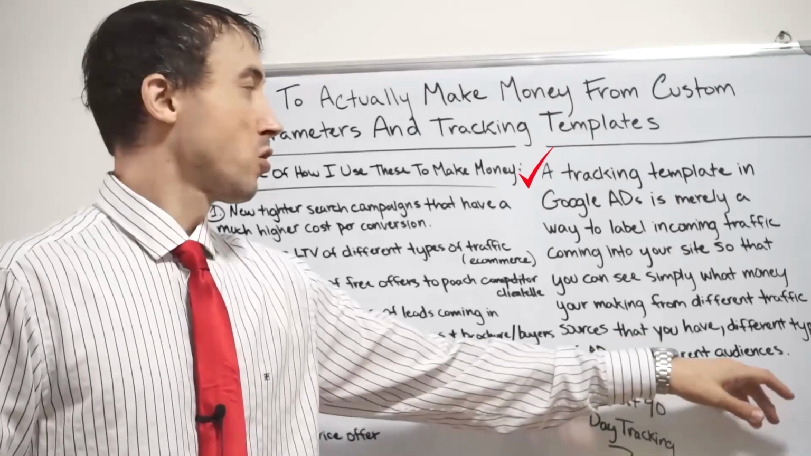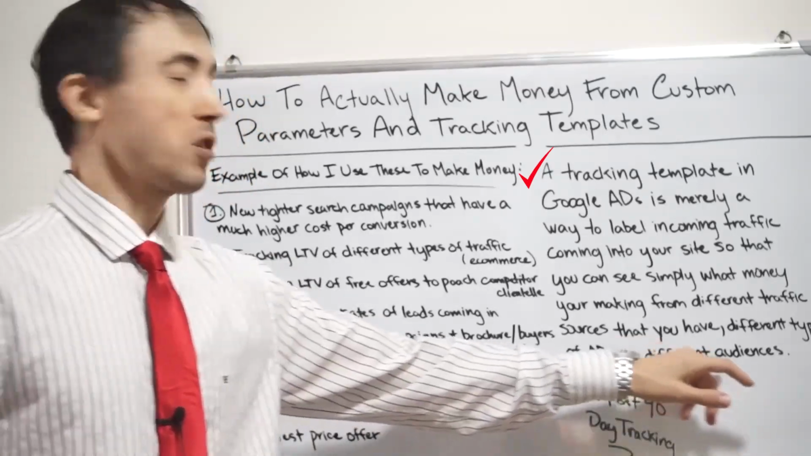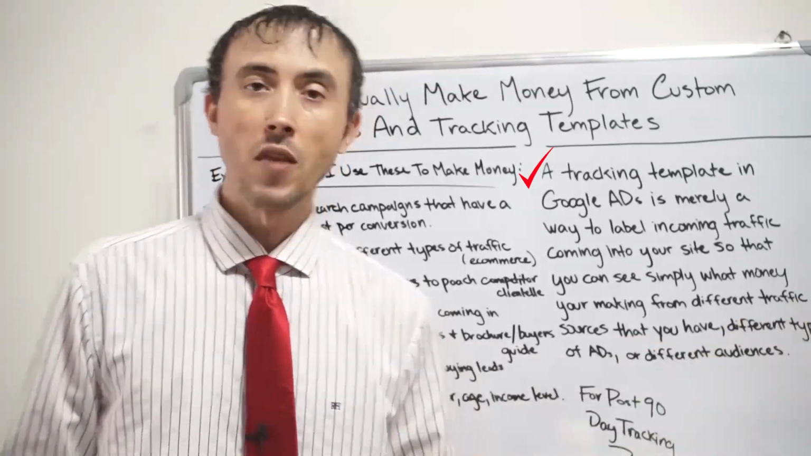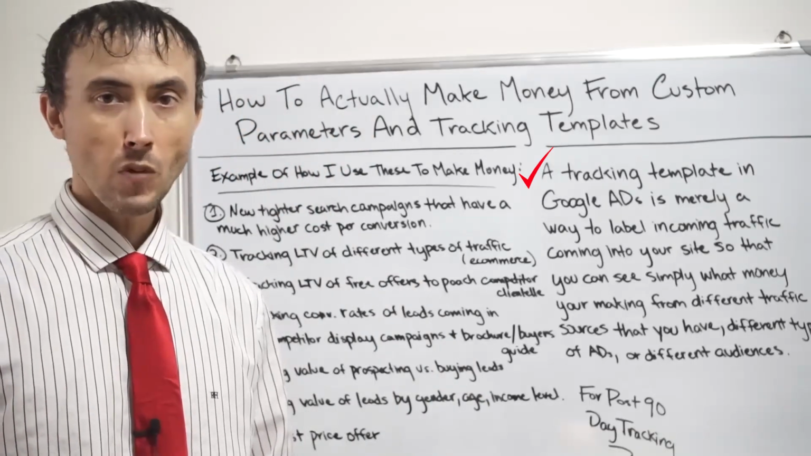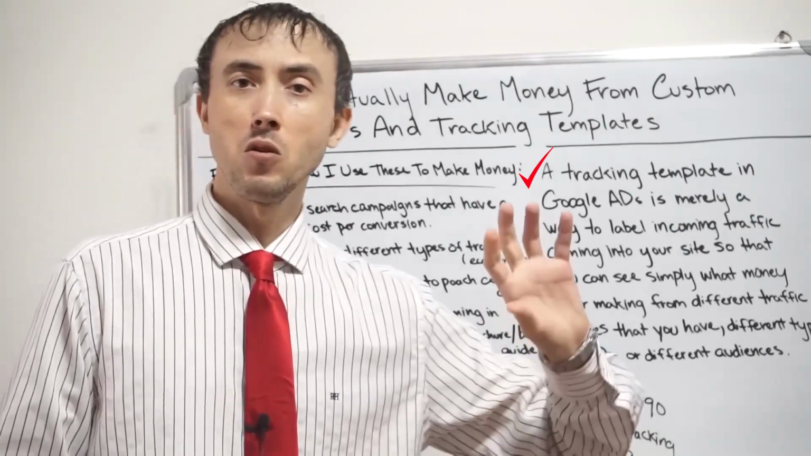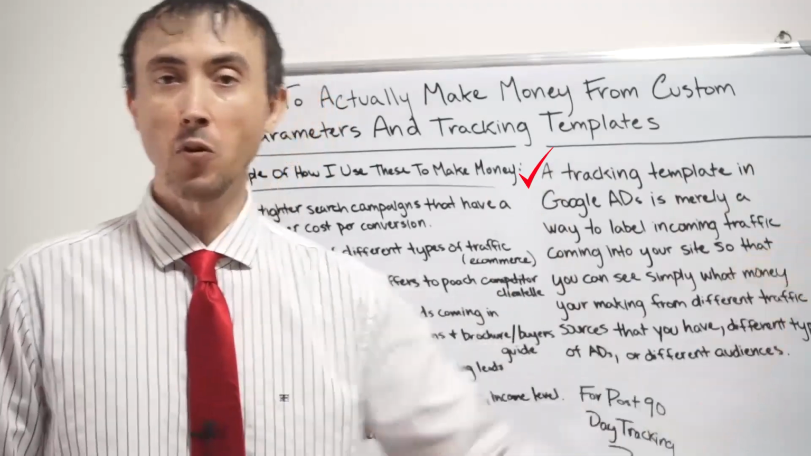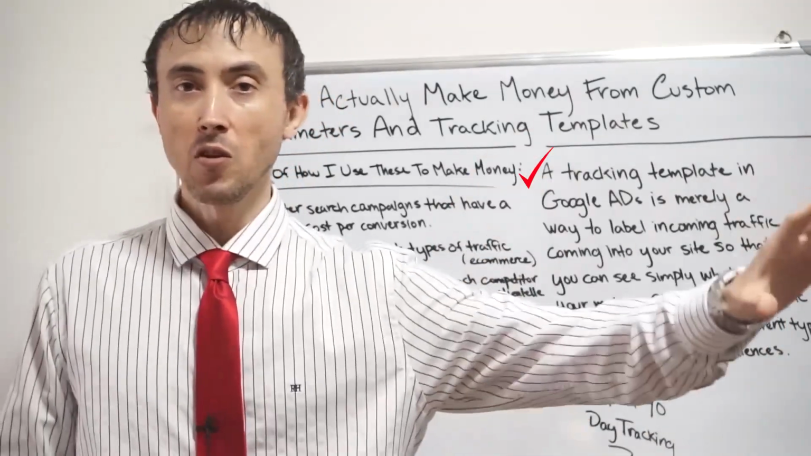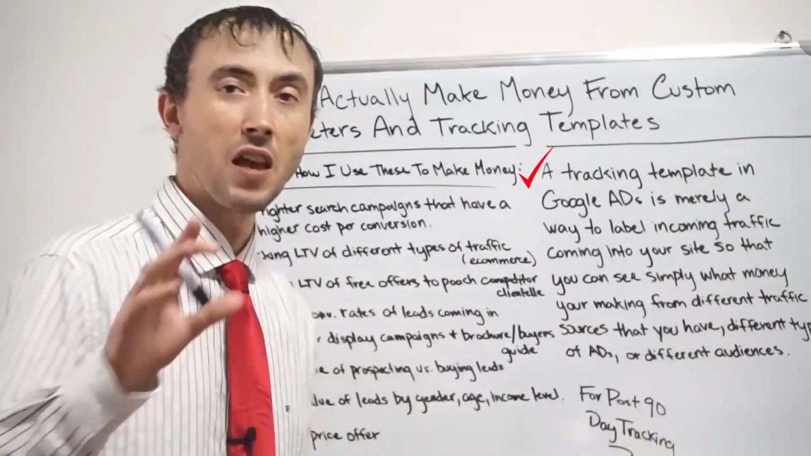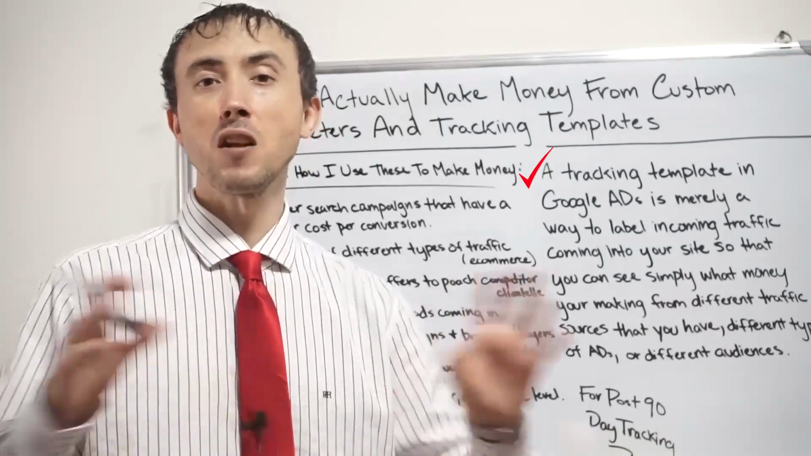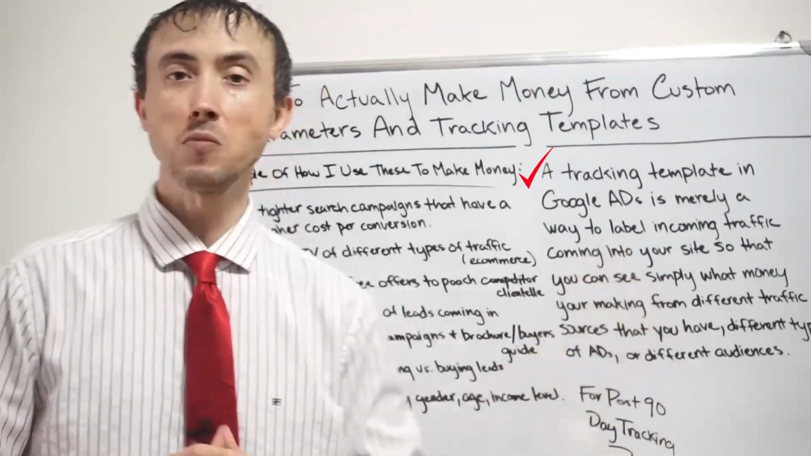Or you could, of course, use the tracking templates for tracking of different audiences. So that could simply be identifying if somebody who has been on your competitor's site before, what they're worth to you as a lead or as a customer versus if they were somebody who hasn't been on one of your direct competitor sites before.